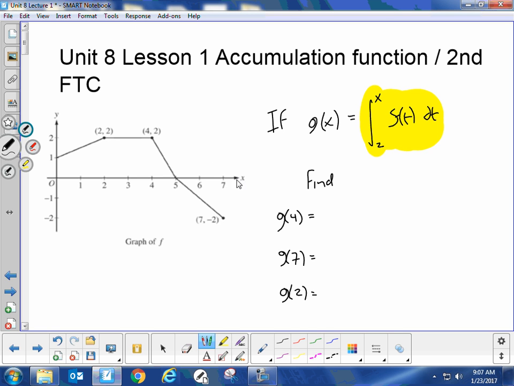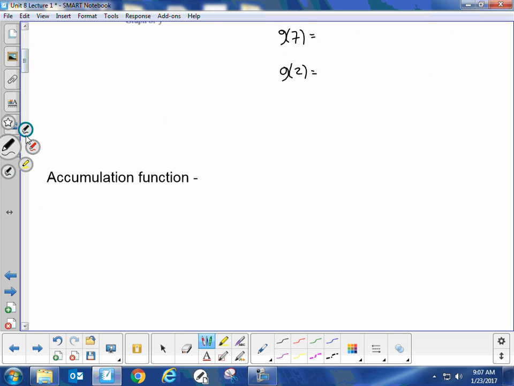If you have f of t, you can just exchange an x with a t. So this would be the accumulated area from 2 to x under f. Just think about it as f, okay? So that's what the accumulation function is.